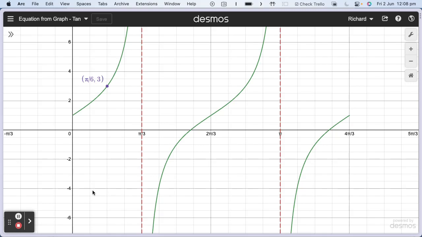You'll see this on the worksheet that I handed out too. So I guess the main thing with tan is that you need a point for reference as well, that point for scale kind of thing for amplitude. So you'll find that unless you've been given an endpoint which allows you to determine the scale, you'll be given one. As you can see, I've got one here which is pi on 6, 3.